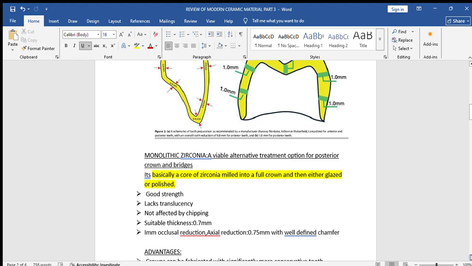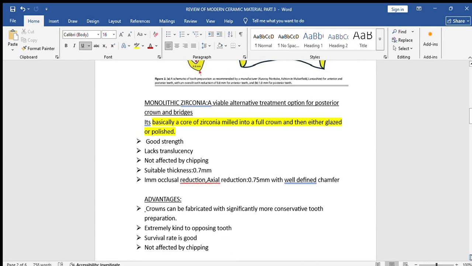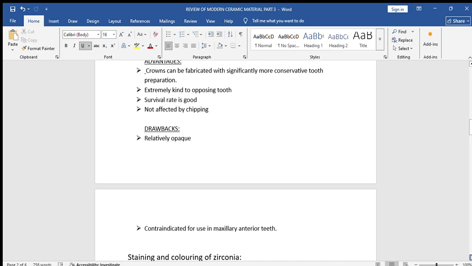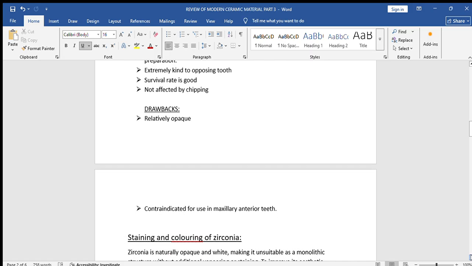Advantages: these crowns are fabricated with significantly less tooth reduction. If you want more conservative tooth preparation, or if you have limited interocclusal space, then you will go for monolithic zirconia. And if there are chances of wear in the opposing tooth, then you will go for monolithic zirconia because it is extremely kind to opposing teeth. Survival rate is good, and it is not affected by chipping. Drawbacks: they are relatively opaque. They cannot be used in maxillary anterior teeth.